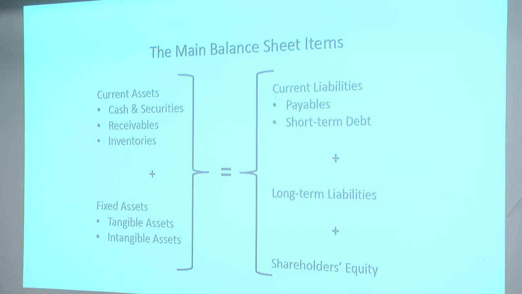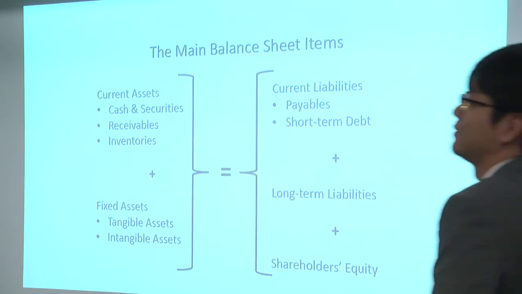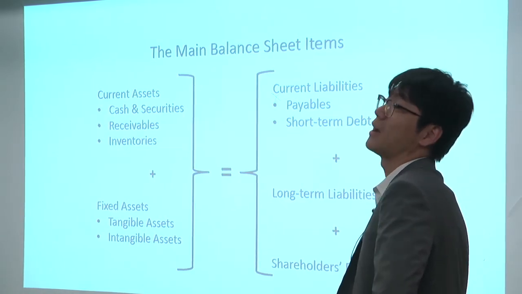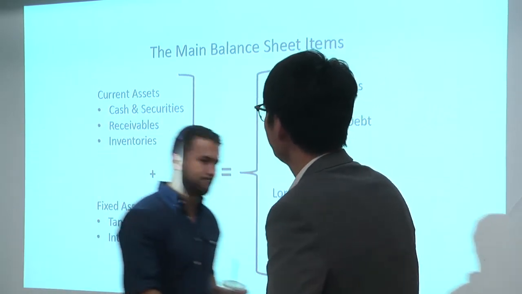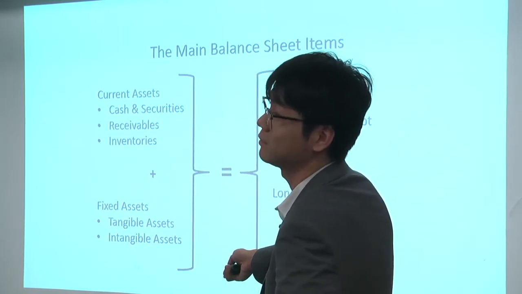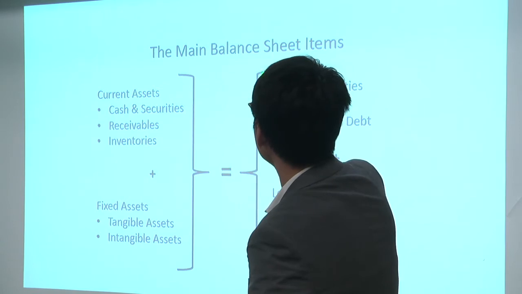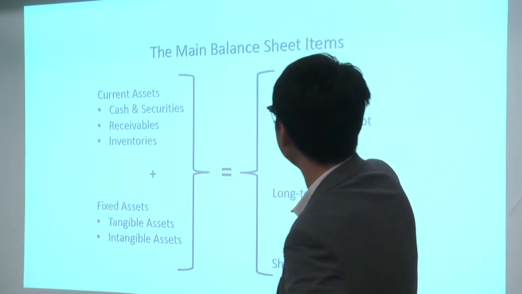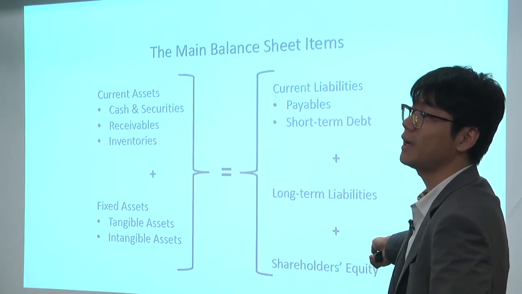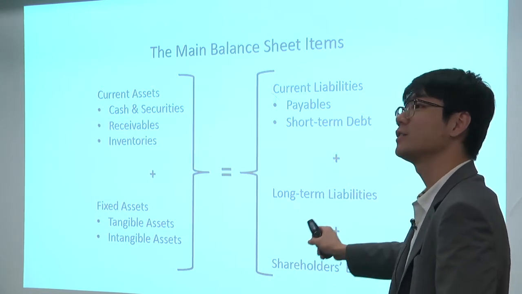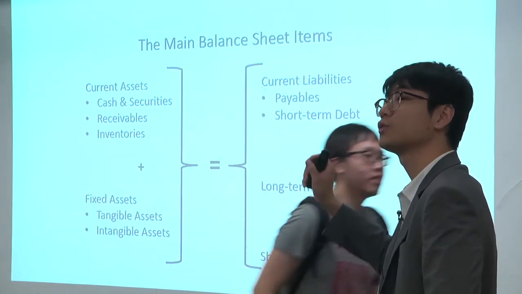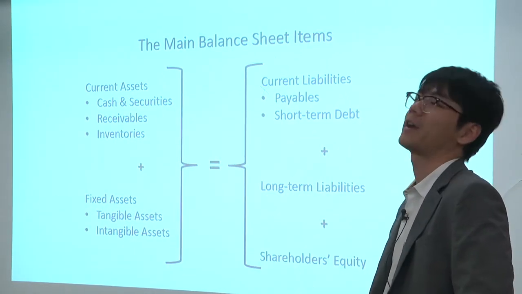Why is it called a balance sheet? Because it's balanced, right? That's what the name stands for. You have assets on the left-hand side. They add up to a number over there. You have liabilities and shareholders' equity. They add up to a number over there. If you have a good accountant, those 2 numbers match. If those 2 numbers don't match, fire your accountants.